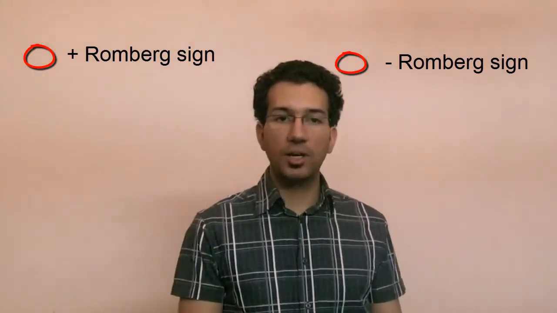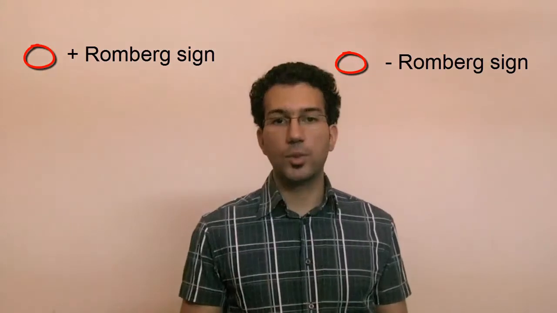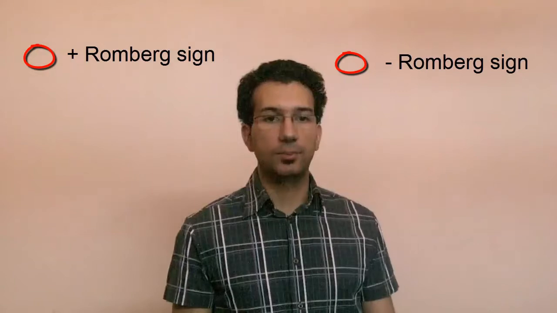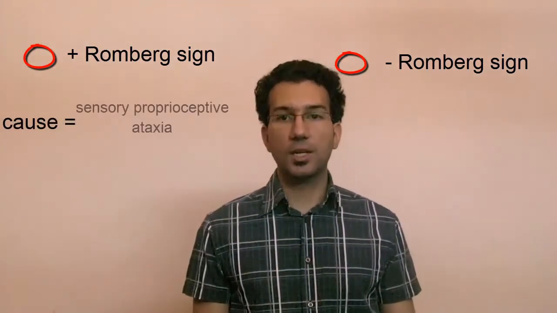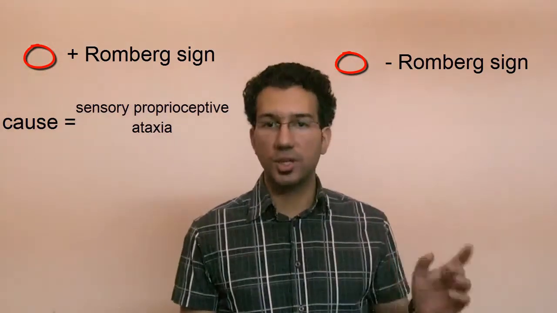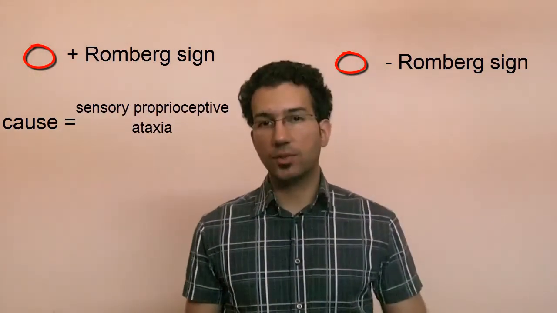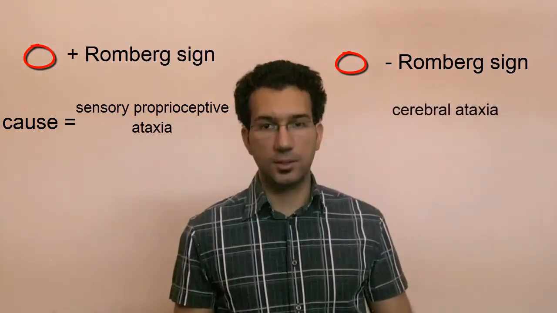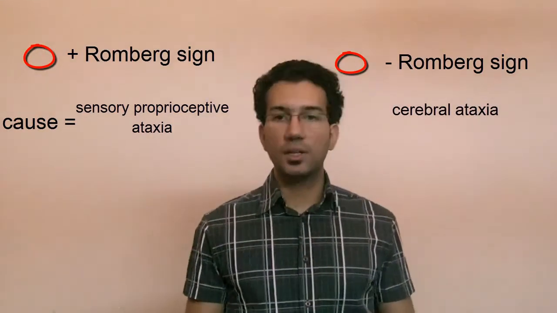What is the difference between positive and negative Romberg sign? The loss of steadiness with his eyes closed in case of a positive Romberg sign, when compared to a loss of steadiness with his eyes open and not closed in case of the negative Romberg sign. In the case of a positive Romberg sign, there is no or minimal swaying when eyes are open. Sensory proprioceptive ataxia is the cause of a positive Romberg sign, as the cause of a negative Romberg sign is cerebral ataxia. What about tandem walking?